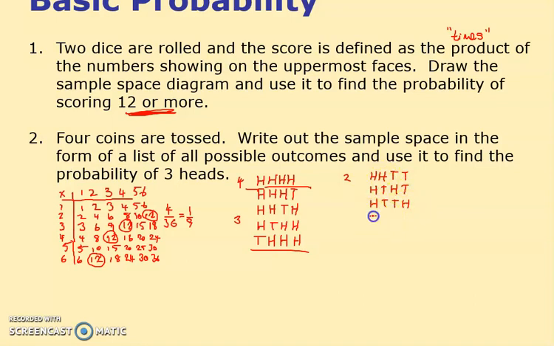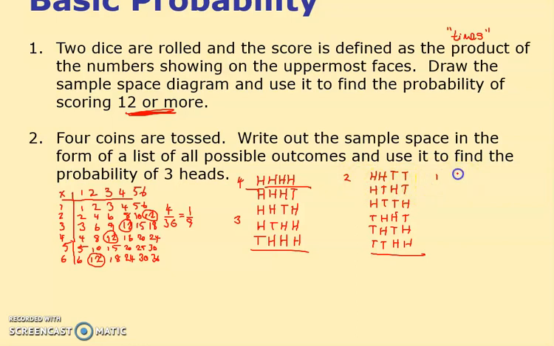But if I put a tail at the front, then it's tail, head, head, tail, tail, head, tail, head, tail, tail, head, head. I think that's all of them. Again, I've got a tail at the front, I've just moved that T through there. So that's 2 heads.